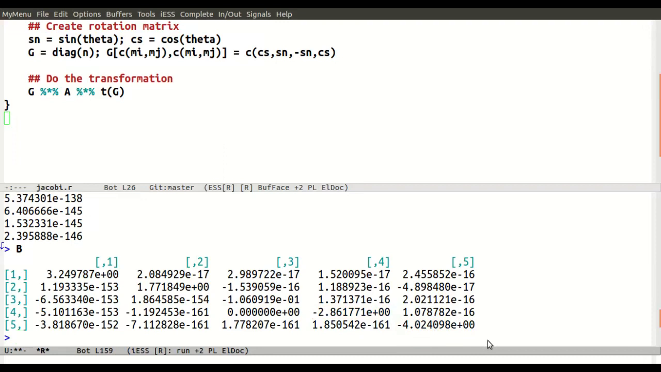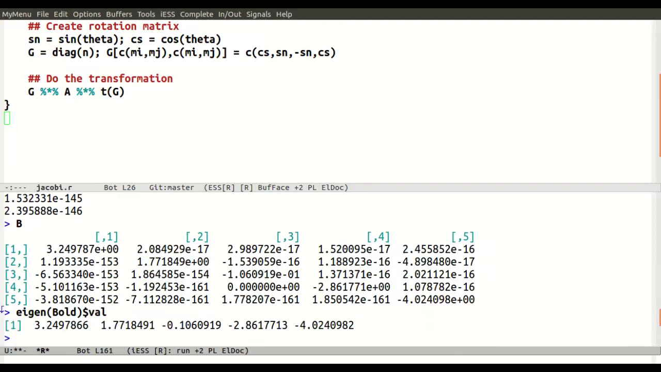Now, how do I know that this is correct? That's why I stored that old B. I will use directly the eigen function of R to check that what I got is correct. So these are the eigenvalues reported by R. 3.24, etc. Yes, pretty close. 1.77, yep. Minus 1.06, minus 0.106. Yes, we have a 10 to the power minus 1 here. Minus 2.8 and minus 4. So it is indeed pretty close to the eigenvalues as reported by R. Okay, so that's essentially what I wanted to discuss.